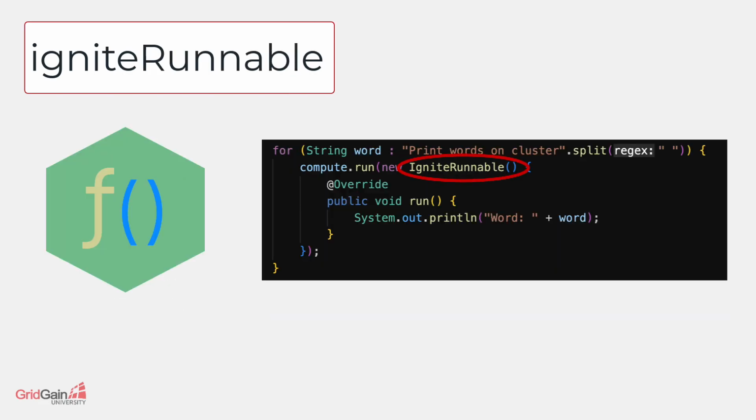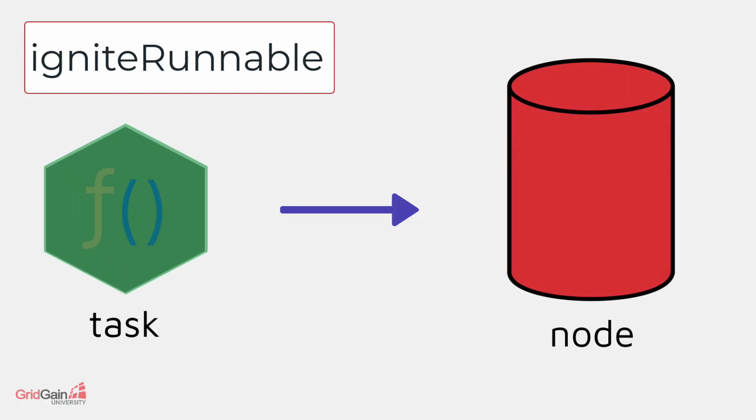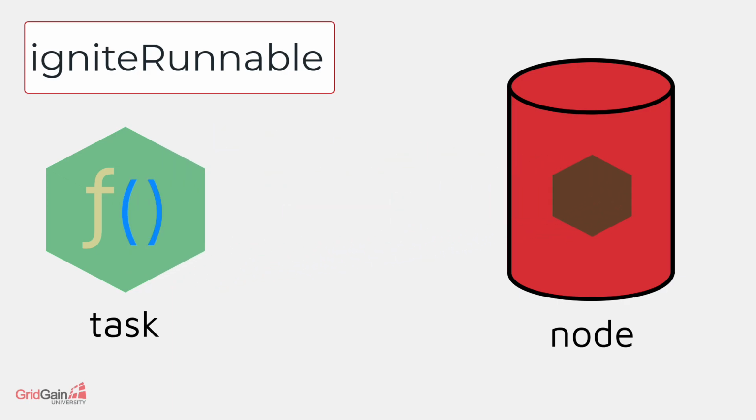Ignite Runnable is an extension of Java Lang Runnable that can be used to implement calculations that do not have input parameters and return no result. To execute a runnable task, use the run method of the compute interface. The task is sent to one of the nodes associated with the compute instance.